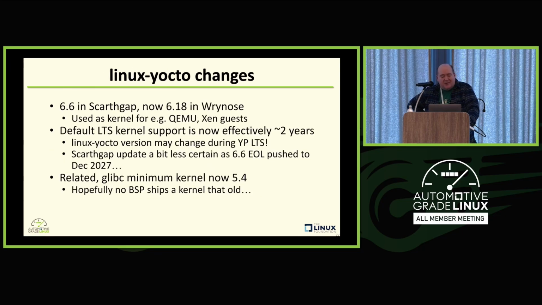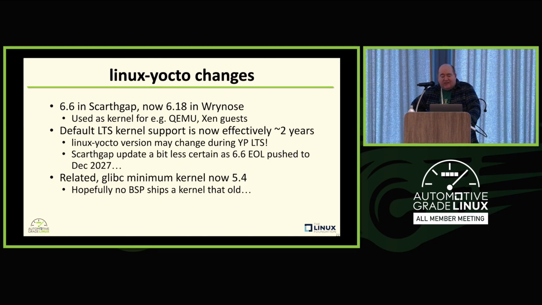So linux-yocto, which is the kernel provided by OpenEmbedded, it was 6.6 in Scarthgap. So basically it tracks the LTS kernel, the newest one as of the time of release. So right now it's 6.18, so that's what Wrynose has. And that matters for us because we use it to build things like the QEMU images, things like KVM and Xen. It's the guest kernel.